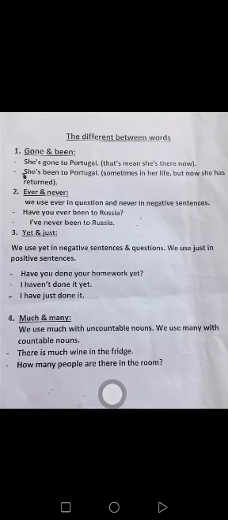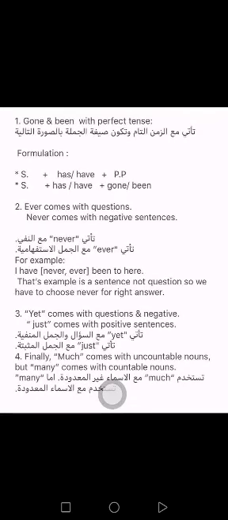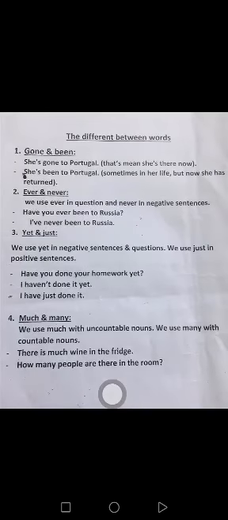Number three, "yet" and "just." Yet is used with a question and negative. Just is used with a positive sentence. Positive sentence means no question, no negative. For example, have you done your homework yet? Another example, I haven't done it yet. Example for just, I have just done it.